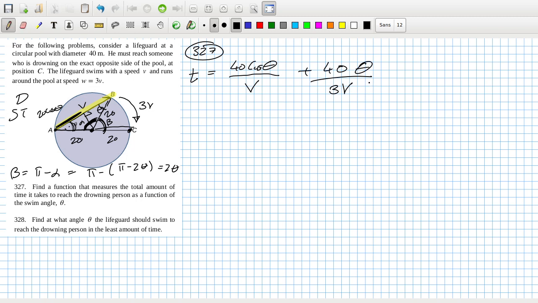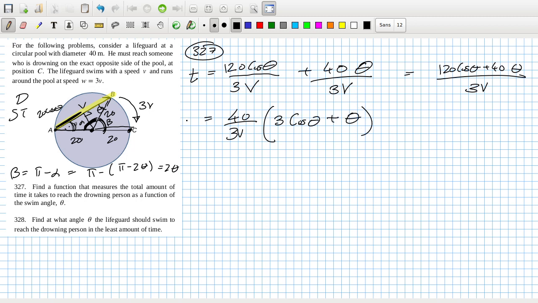Okay. I'm going to make this 120 and 3, so I can at least have it all over 3v: 120 cos theta plus 40 theta. In fact, let's take 40 out, 40 over 3v. So that would be 3 cos theta plus theta. That's the time.